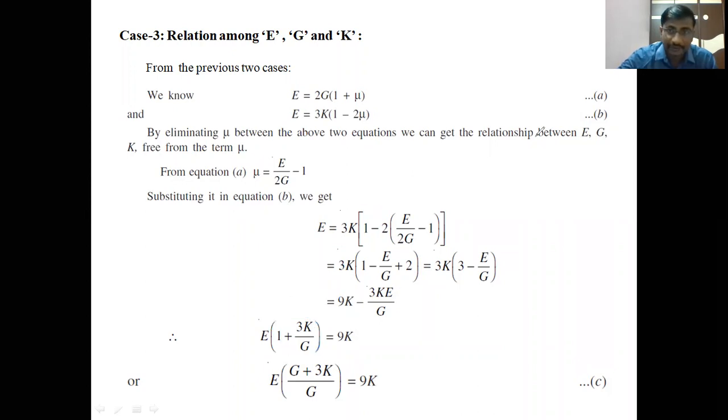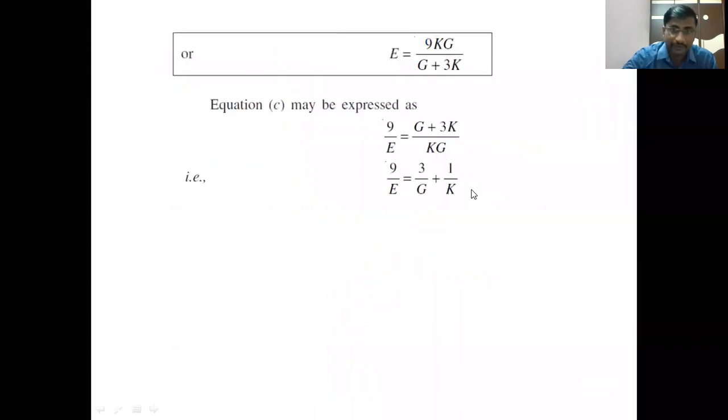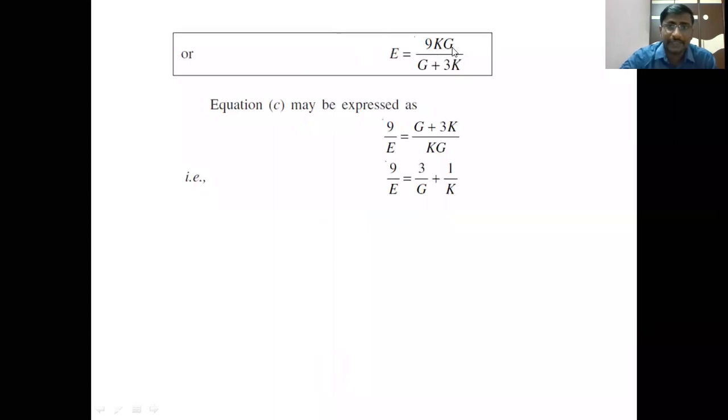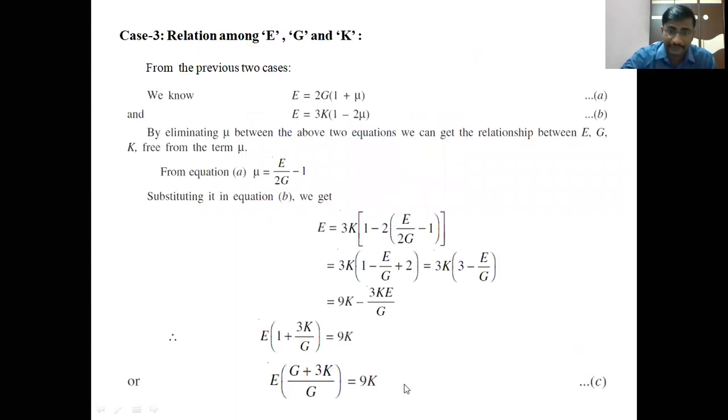Clear, students? Once again, you have to practice that mathematical equation. From the above equation, we can write E is equal to, the numerator 9kG, divided by this becomes the denominator on the right hand side, 3k plus G. Clear, students? E equal to 9kG by G plus 3k. So this equation can be expressed as equation C. This is the equation C.